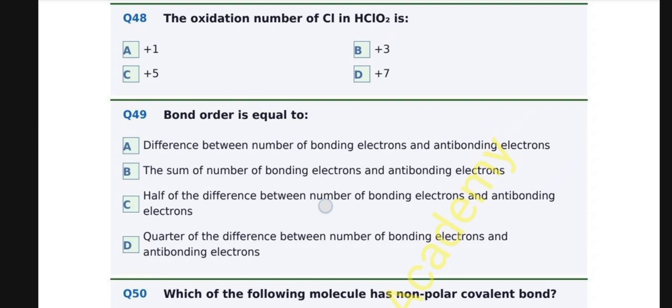Question number 49. Bond order is equal to: A, difference between the number of bonding electrons and antibonding electrons. B, the sum of the number of bonding electrons and antibonding electrons. C, half of the difference between the number of bonding electrons and antibonding electrons. D, quarter of the difference between the number of bonding electrons and antibonding electrons. And the correct option is C. Bond order is equal to bonding electrons minus antibonding electrons divided by 2. This is the standard molecular orbital theory definition.